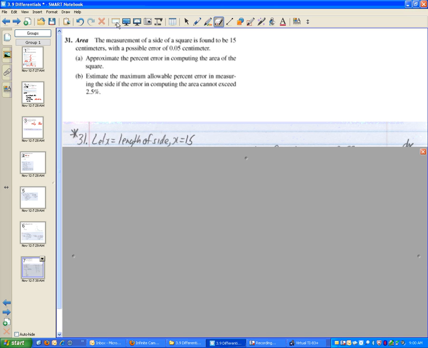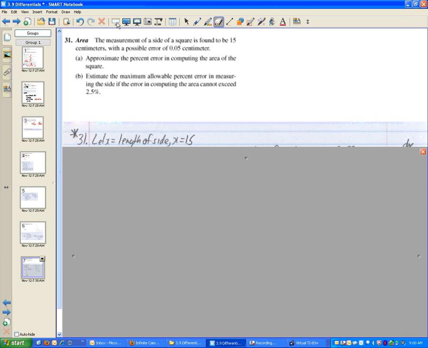So let's simplify it. Let's find the error in computing the area. Instead of a Y, I'm going to use A for area, but it's the same idea. Now let's let X equal the length of a side, and they tell us that we measured it to be 15. So I'm going to say X equals 15. Why did I choose X? Well, just because we're used to working with functions of X. That's generally what we do.